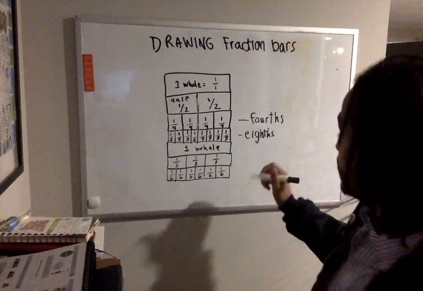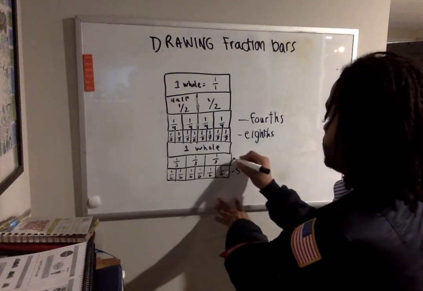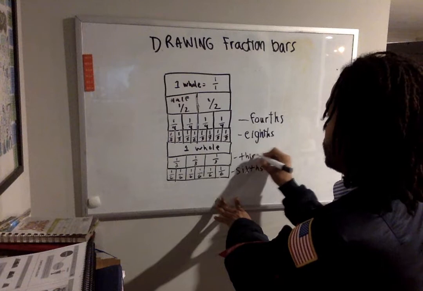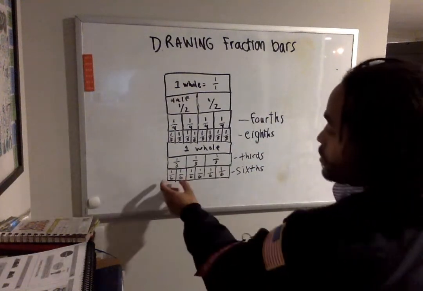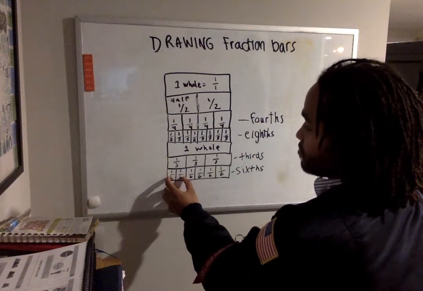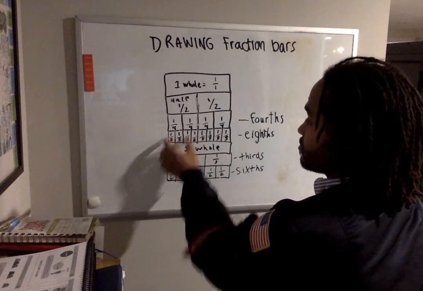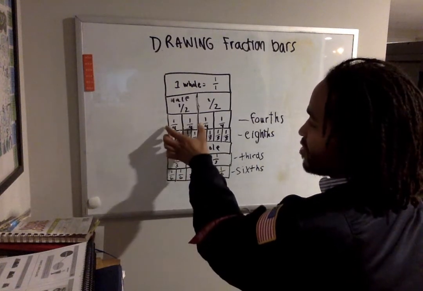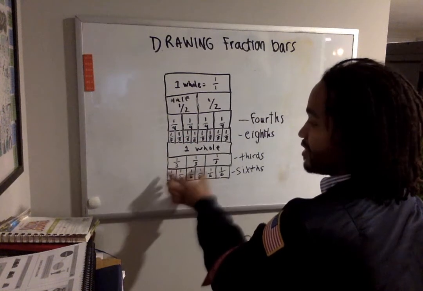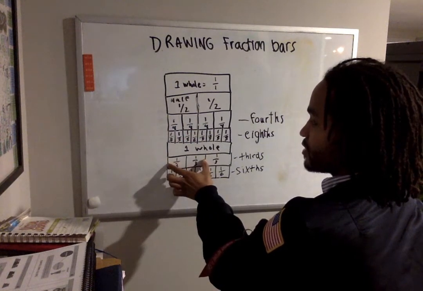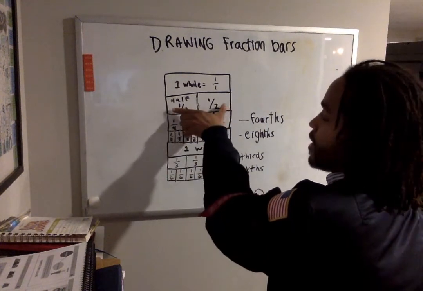Now I can compare sixths to thirds. I can also compare them to eighths. 2/6 is larger than 2/8. 2/6 is not larger than 2/4. 2/6 is not larger than 2/3. And 2/6 is definitely not larger than 2/2, or two halves.